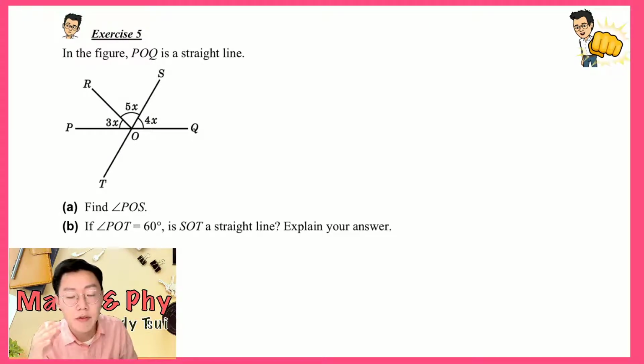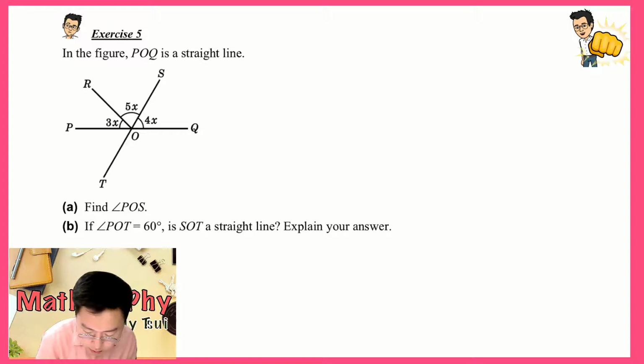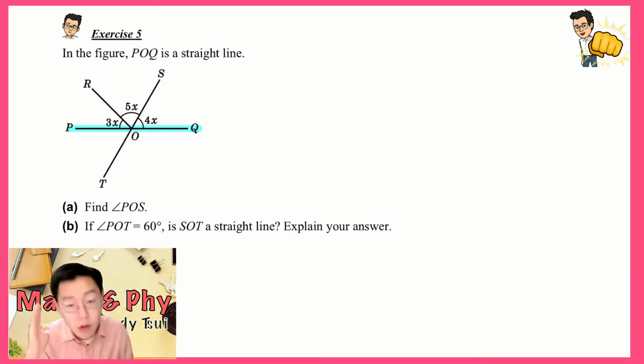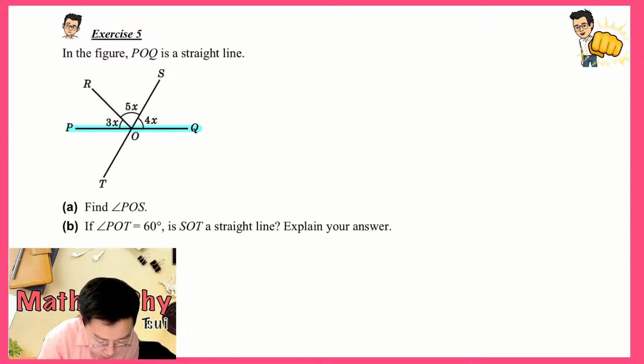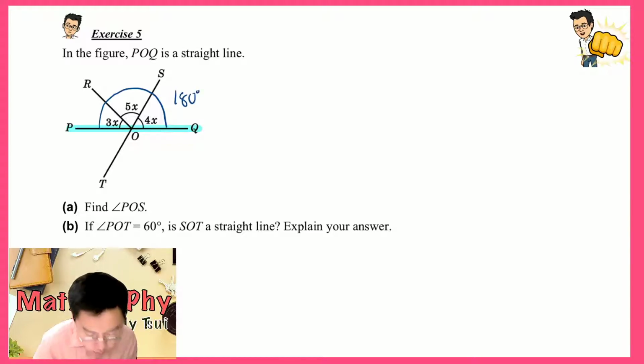Okay, so now it's time for exercise 5. In this figure, POQ is a straight line. So let's look at this one. When mentioned about the straight line, you need to think that this angle should be equal to 180 degrees. Let me remind you, this one should be 180 degrees.